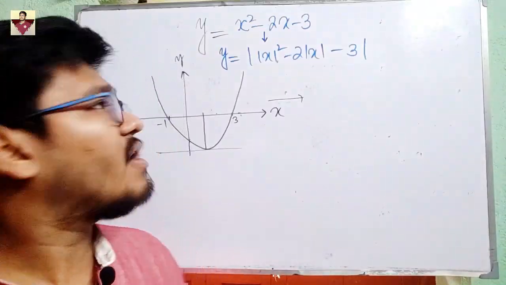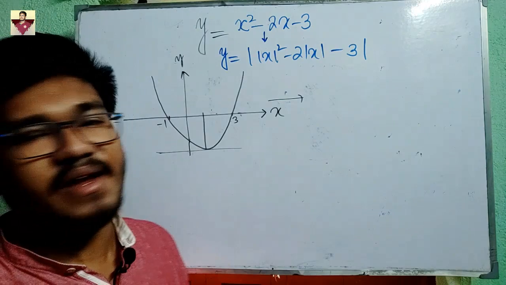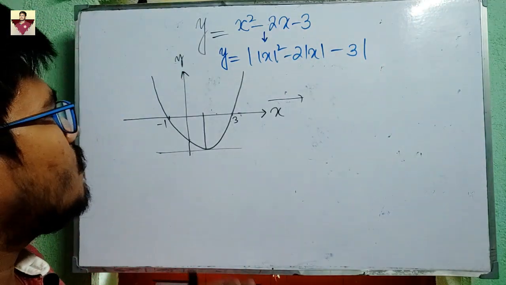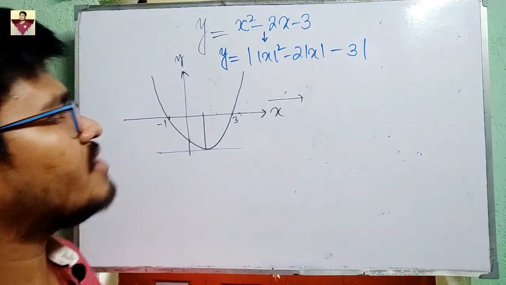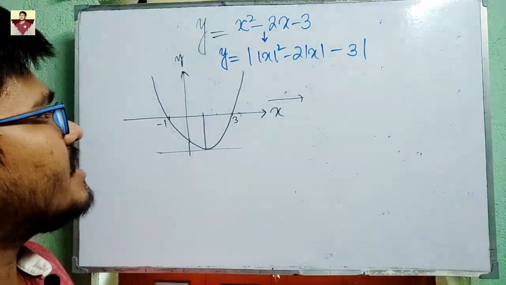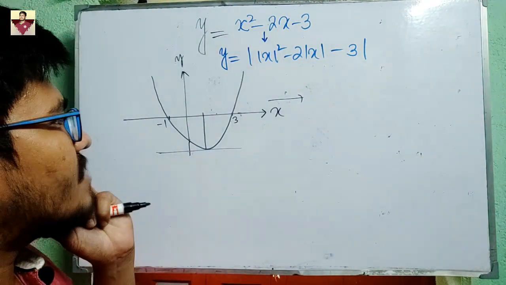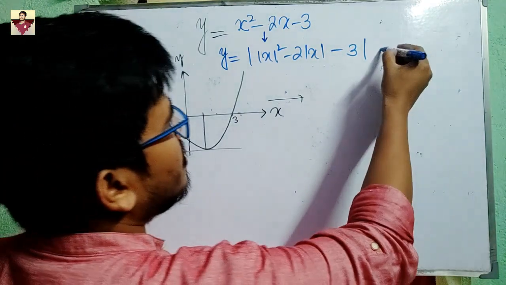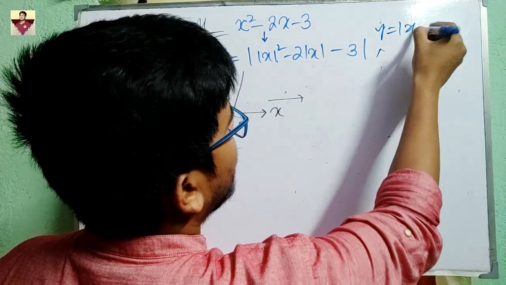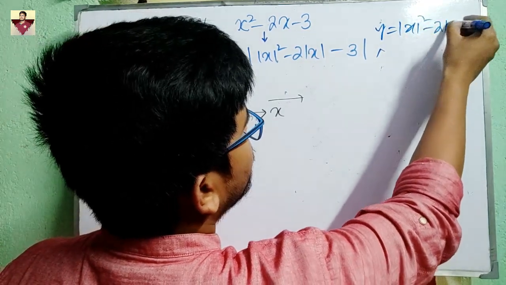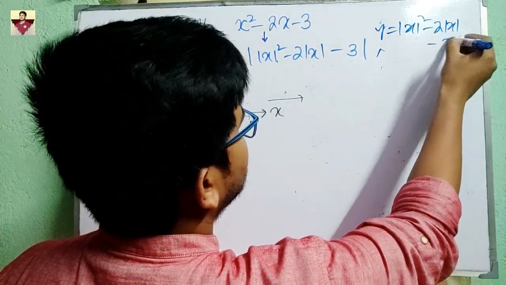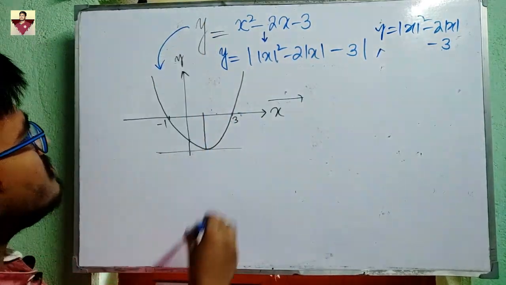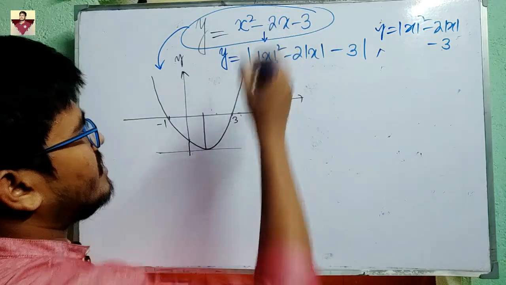Now let's say you have a function y equal to x square minus 2x minus 3, and you want to plot y equal to mod of x square minus 2 into mod of x minus 3. So first, you can plot y equal to x square minus 2 of mod of x minus 3. So y of x looks like this when there is no modulus.